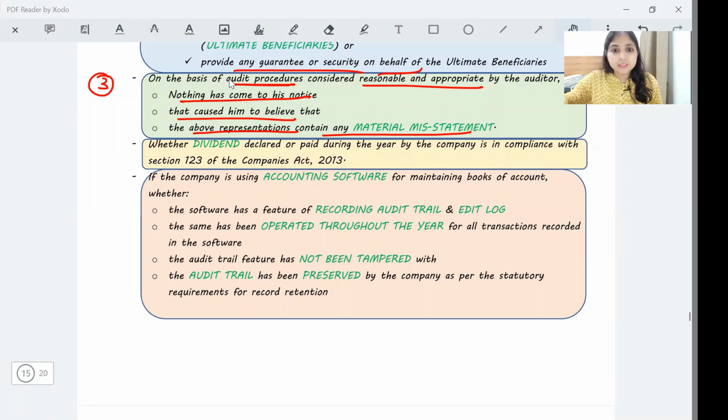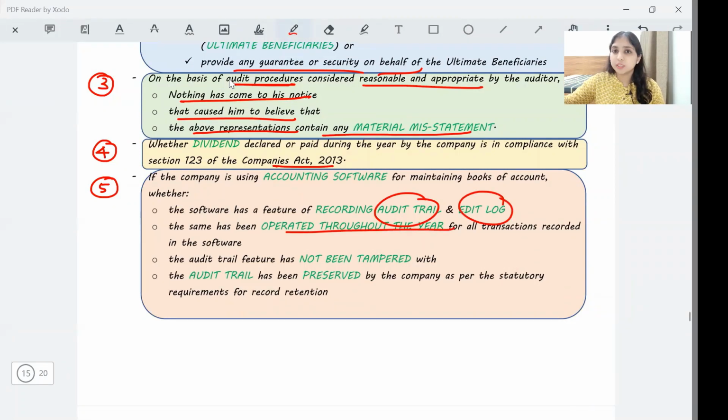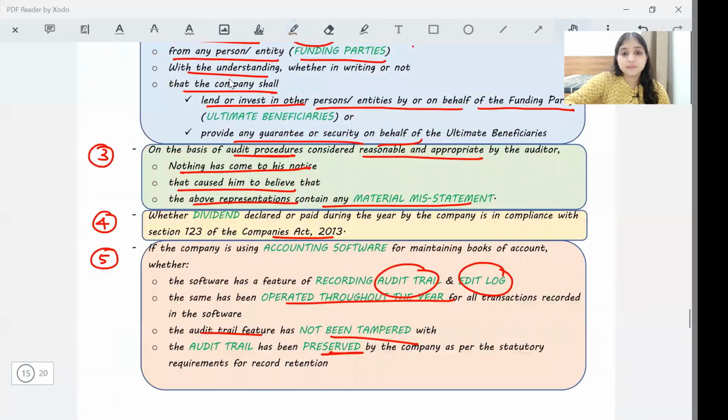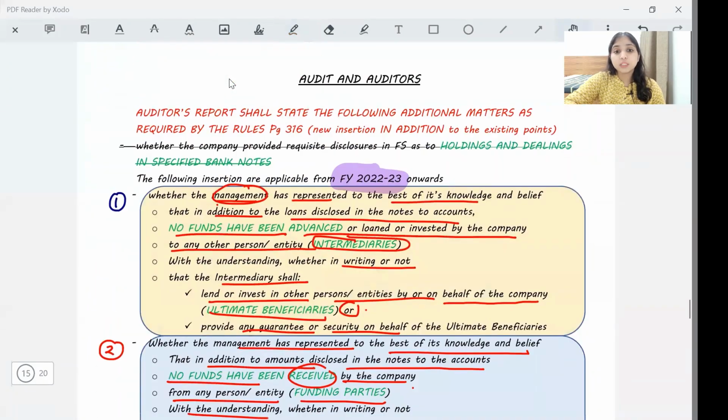Okay, then 4 and 5 are simple. Number 4, if the company has paid dividend, whether the dividend is paid according to the Companies Act or not. And number 5, remember we spoke about the audit trail point. Same thing. In case the company is using an accounting software, whether it can record audit trail, edit log, whether it operated through the year, audit trail should not be tampered with, and audit trail should be preserved. That's all. So these are the 5 extra points that we want the company's auditors to make sure that they write in the audit report.